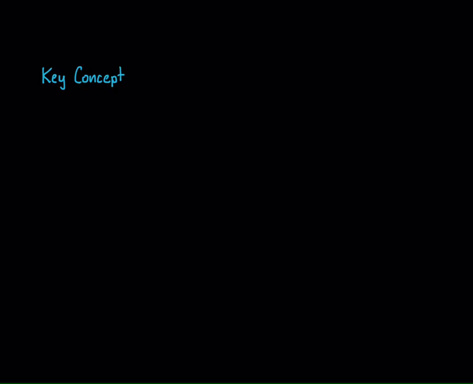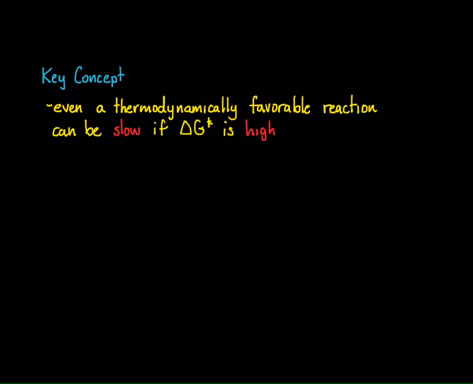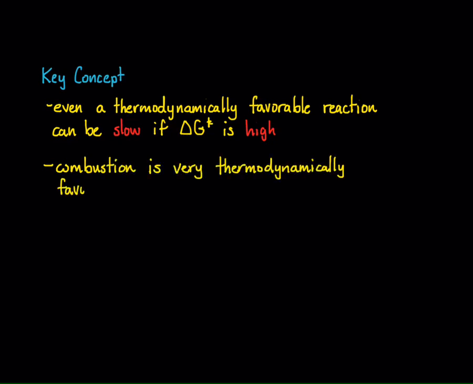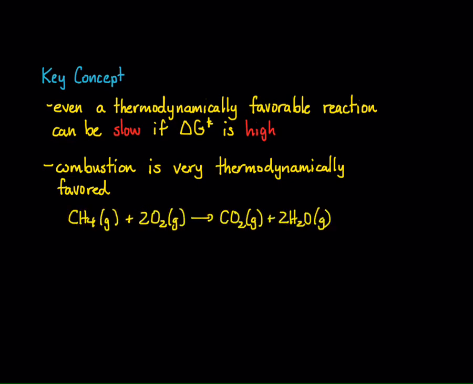So let's try to summarize what I've just talked about and understand the key concepts. One of those key concepts is that even a thermodynamically favored reaction can be slow if the activation energy is high. Let me show you an example of this, combustion. We know that combustion is very thermodynamically favored. We talk about the delta H, and all of this energy is given off. I can look at a simple equation where I take methane and react it with 2 moles of oxygen to produce carbon dioxide and 2 moles of water. The delta G for this reaction is huge. 801 kilojoules of energy is released per mole of methane burned.